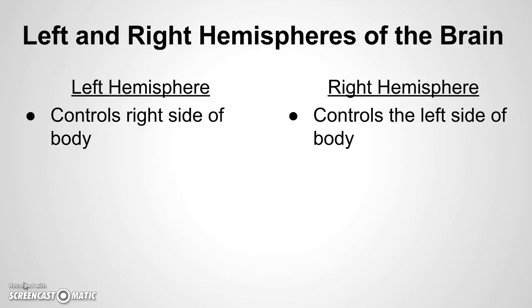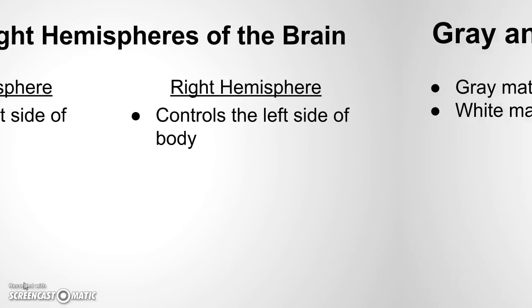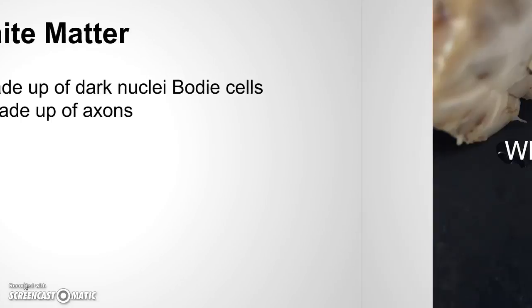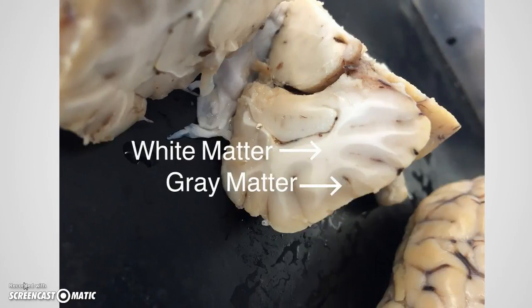So the brain has a left and right hemisphere, and the left hemisphere controls the right side of your body, while the right hemisphere controls the left side of your body. The brain also has what we call gray and white matter. Gray matter is made up of dark nuclei body cells, while white matter is made up of axons. So here you can see that the white matter is surrounded by the gray matter.